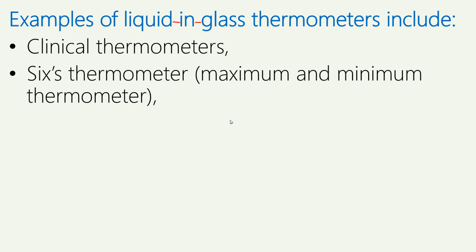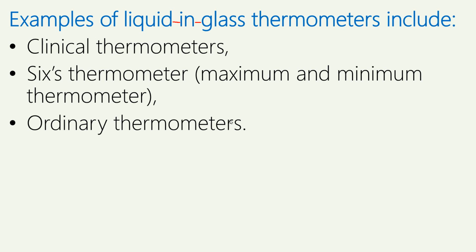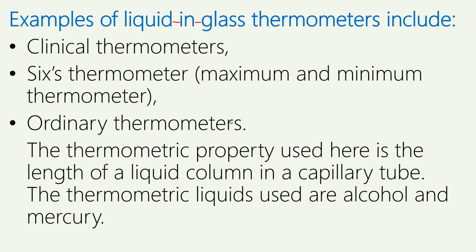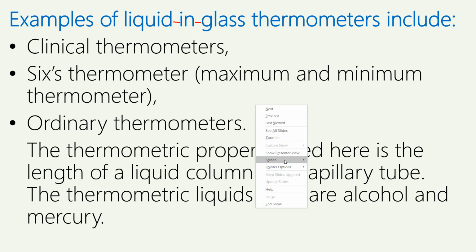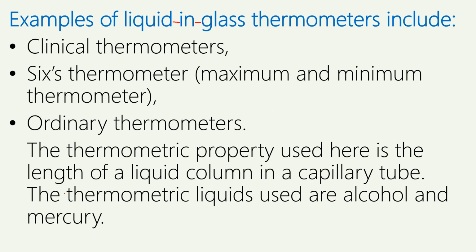Examples of liquid in glass thermometers include clinical thermometers, Six's thermometer. We have ordinary thermometers, the one that we use in the laboratory. Now, the thermometric property used in liquid in glass thermometers is the length of a liquid column in a capillary tube. We already looked at thermometric properties, and if you remember very well, one of the thermometric properties we talked about was the length of a liquid column, in a capillary tube.